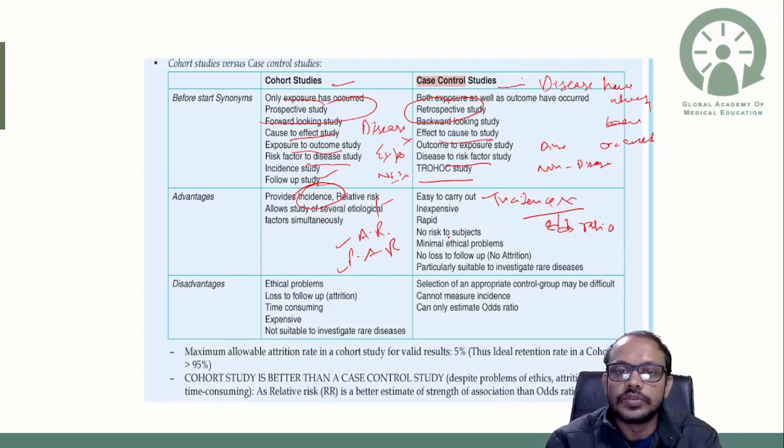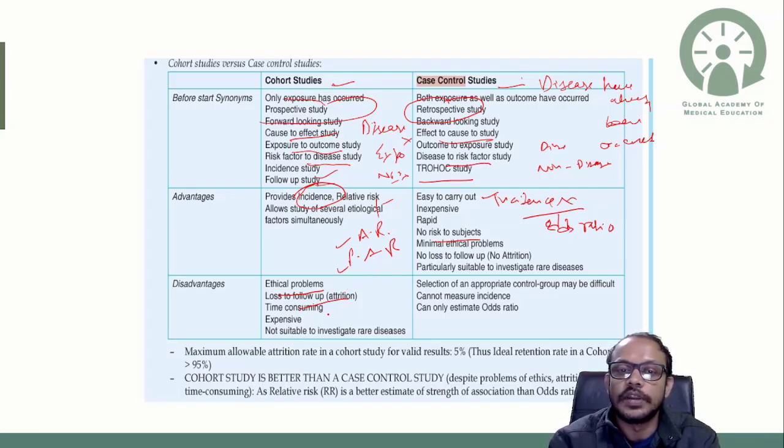Minimal or no risk to subjects is there because the disease has already occurred. In the cohort study, ethical problems are there because you are not doing anything. If you are following a group and you see that they are smoking and you are not stopping them from smoking, there are some ethical problems. Loss to follow up is also there. Some patients you are following are missed, some may have died, some may have migrated.